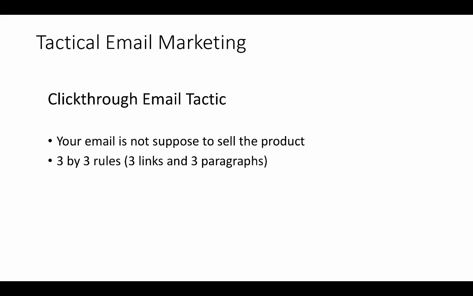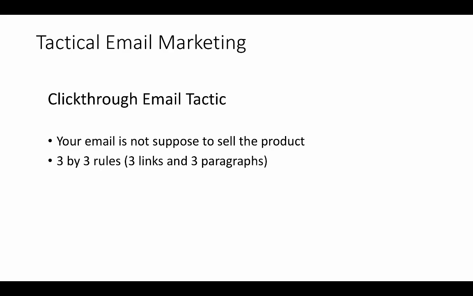Next, the 3 by 3 rule: 3 links and 3 paragraphs. This is how I usually write my email. It means that in the email, you should always have 3 links for them to click. They all go to the same link. It goes to the offer, but they should have 3 places to click in the email.